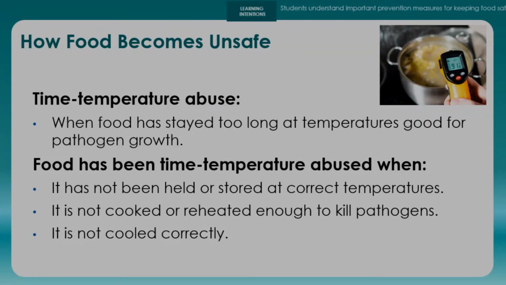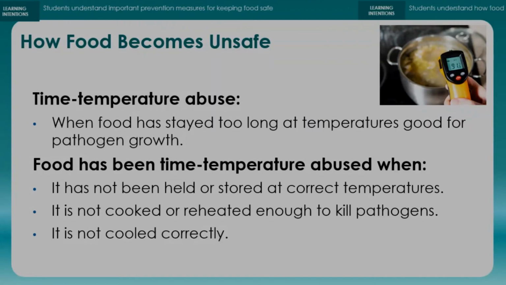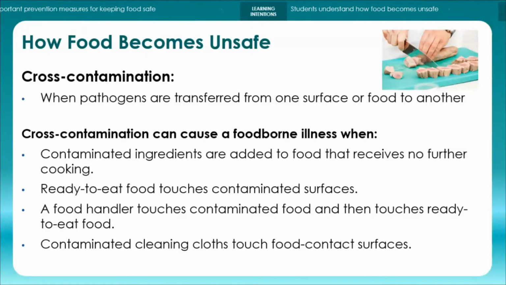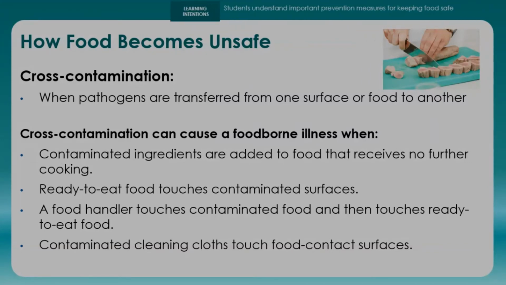And also, if you're cooling food, you cool it to below 5 degrees within 90 minutes. Cross-contamination is when pathogens, food poisoning bacteria, are transferred from one surface or food to another. Contaminated ingredients are added to food that receives no further cooking. That's cross-contamination. Ready-to-eat food touches contaminated surfaces.